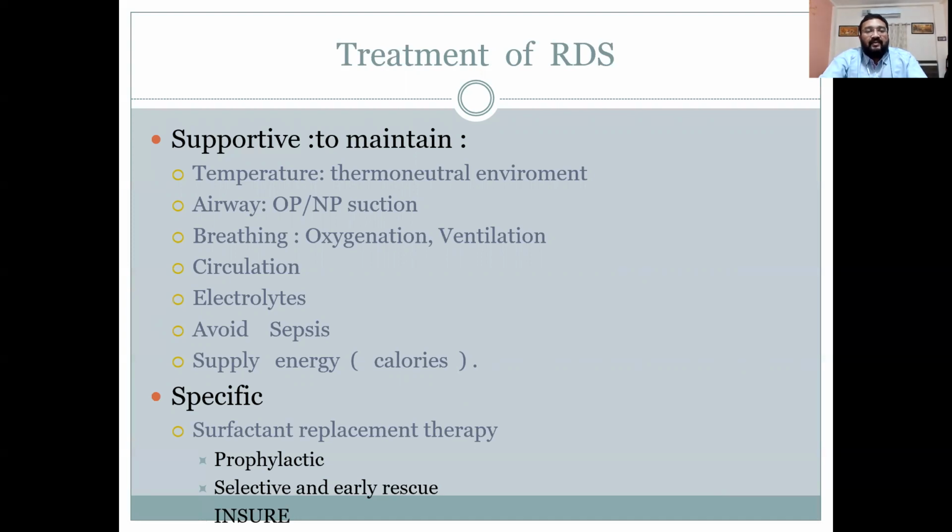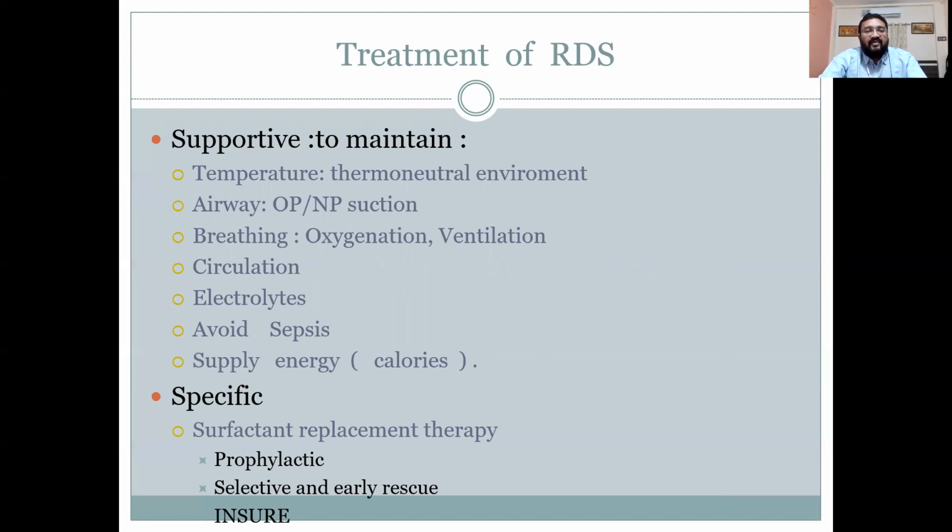Avoid sepsis, so minimize handling of such baby. Use all the aseptic precautions, including proper hand washing by the healthcare workers. And you have to ensure that the baby receives adequate amount of energy or calories. If baby is not going to be on significant enteral feeds for the coming 3 to 5 days, start intravenous fluid with total parenteral nutrition. You can also initiate trophic feeds at the rate of 1 to 2 ml per kg per day.